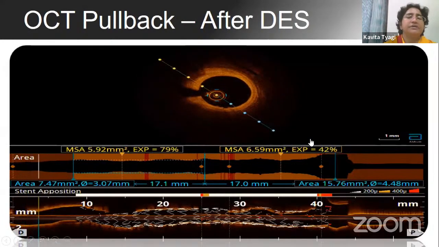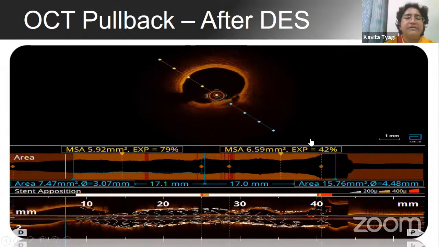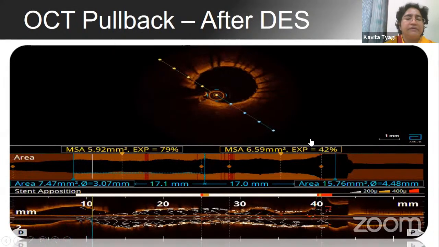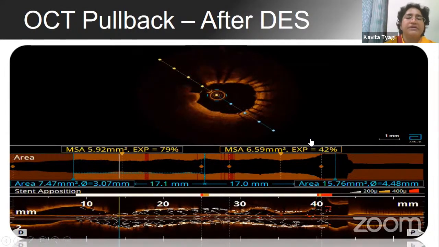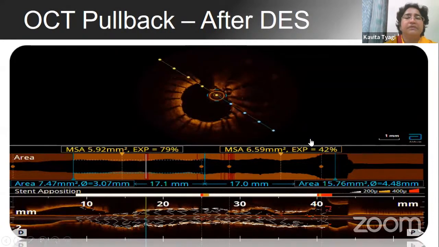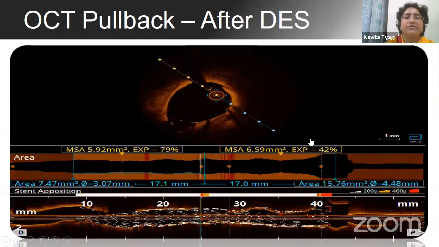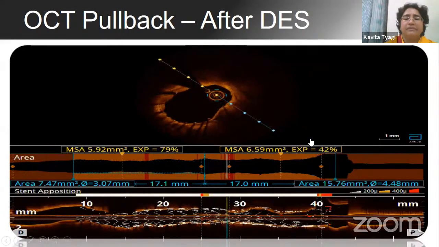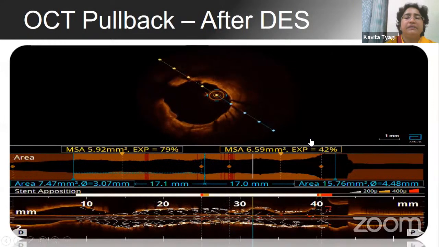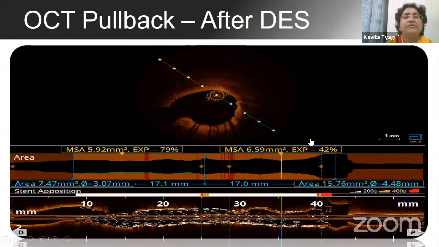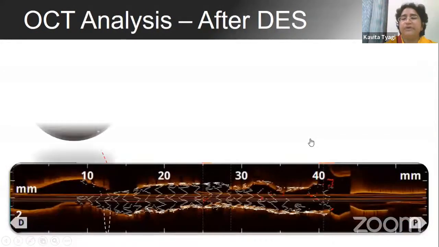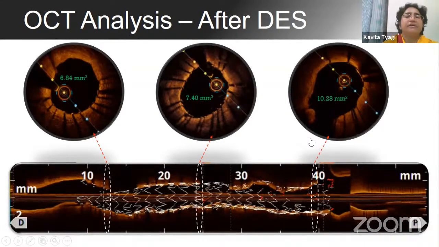So after putting our stent, this is the OCT. So largely we can see that the entire stent is well apposed. As we see, there is no dissection at the distal end of the stent. In between, we are seeing some plaque prolapse maybe, but overall uniform placement of the stent and hardly any underdeployment. At this point, because this was the branch over here. So if we see OCT after deploying the stent, here at this point, we could achieve 6.84 millimeter square area. And then proximally, we could achieve almost 10.28 millimeter square area.